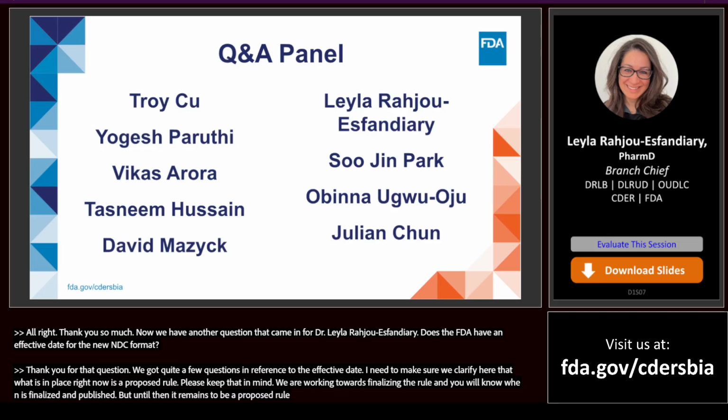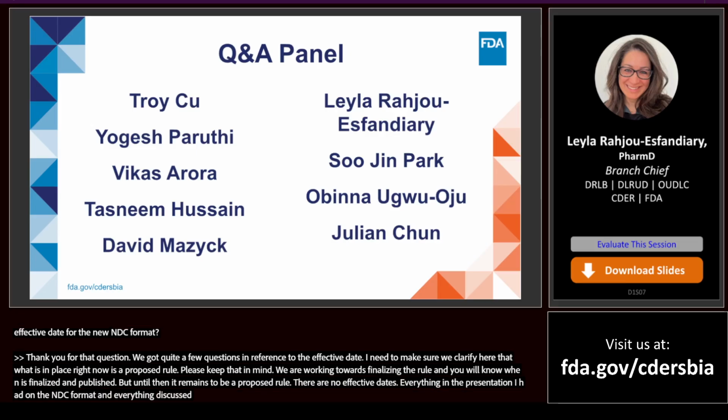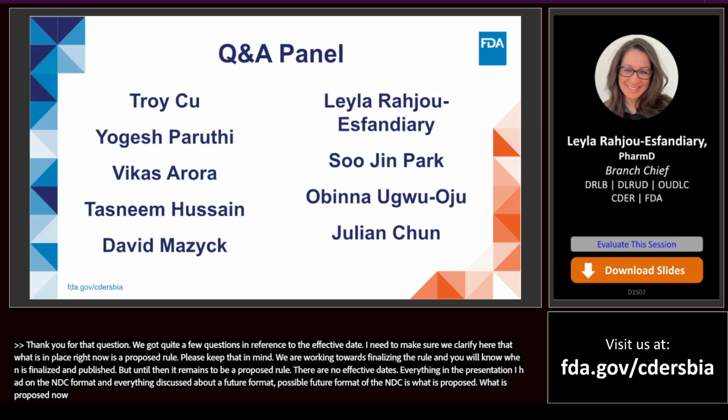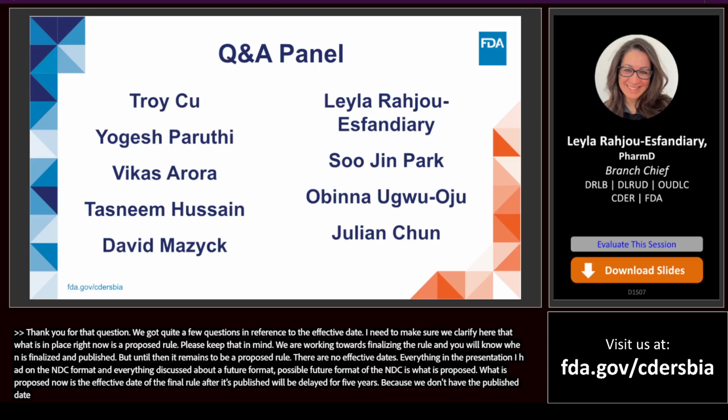Everything in the presentation that I had on the NDC format and everything that was discussed about a future format, a possible future format of the NDC, is what is proposed. What is proposed now is that the effective date of the final rule after it's published will be delayed for 5 years. So because we don't have a published date, we don't have an effective date yet. But once it's published, it will lay out exactly what the expectations are. If it actually is finalized as proposed or there will be any changes, it remains to be seen.